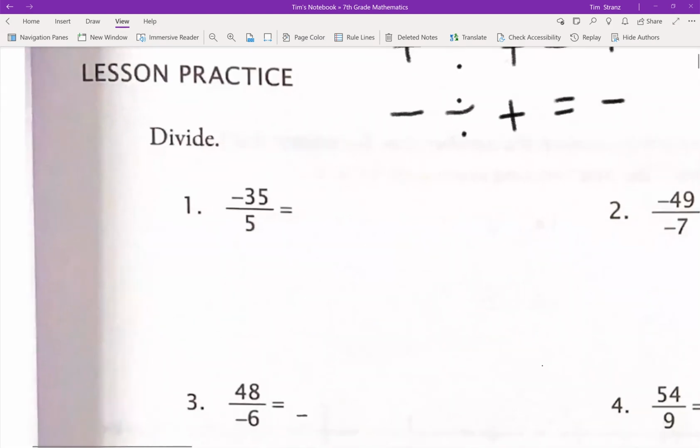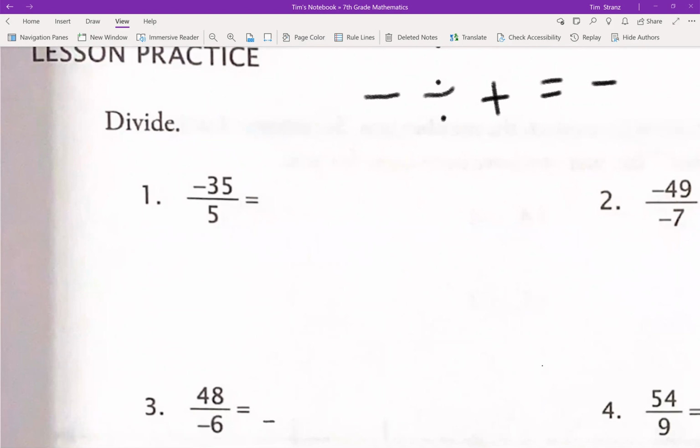So number one, we got negative 35 divided by 5. Okay, notice that this is a fraction. I always tell my students this, a fraction bar is the exact same thing as dividing. Fractions and division, they're basically the exact same thing. You're taking the numerator, which is the top number, and dividing it, this is the fraction bar, the dividing bar, by the denominator, which is the bottom number.